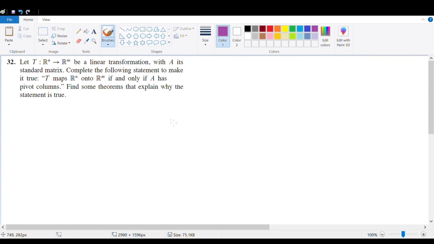In 32, let T from Rn to Rm be a linear transformation with A its standard matrix. So we know from here that A is m by n. Complete the following statement to make it true. T maps Rn onto Rm if and only if A has dash pivot columns. So we know that T maps Rn onto Rm if and only if A has m pivot columns. That means a pivot in every row.